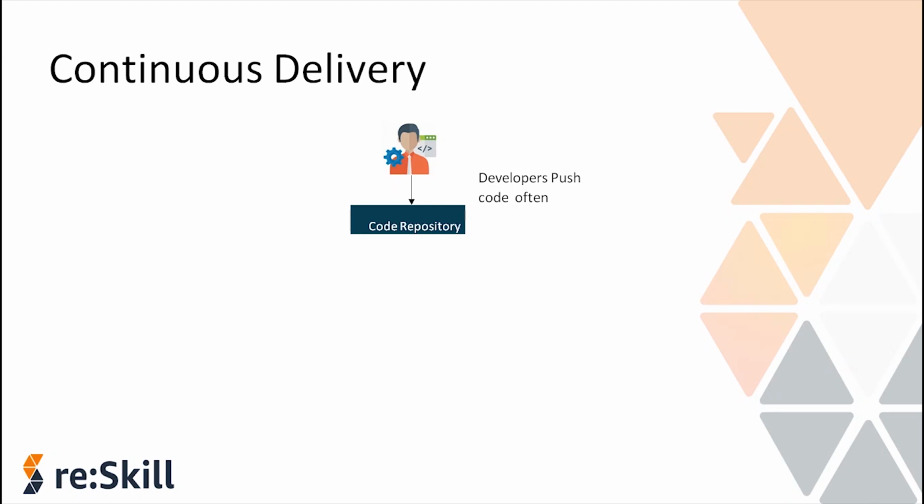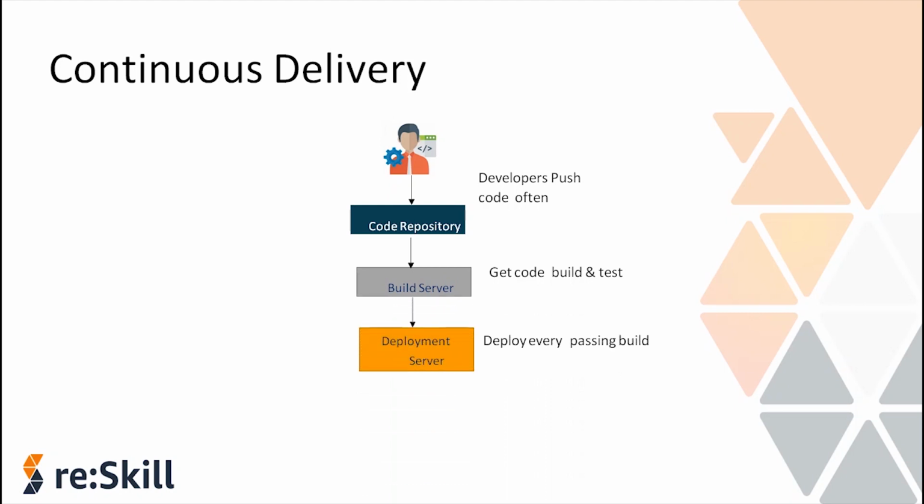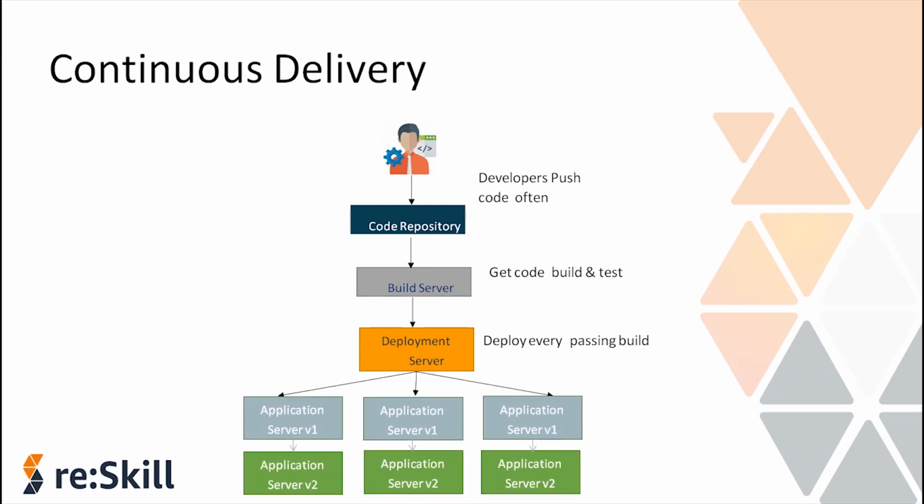We have our developers who push code often, and then the build server will get the code, build it and test it, and then the deployment server will get the build and will deploy a successful build to the application server so they can upgrade an application from V1 to V2. So this is the idea behind continuous delivery.